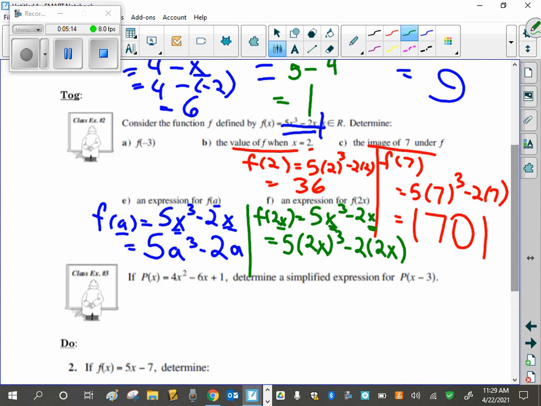Okay, so I'm going to do exponents before I multiply, so I'm going to get 8x cubed first. And I get 40x cubed, subtract 4x marks the spot. Checkaroo. We got to do example 3 because that's the hardest one.